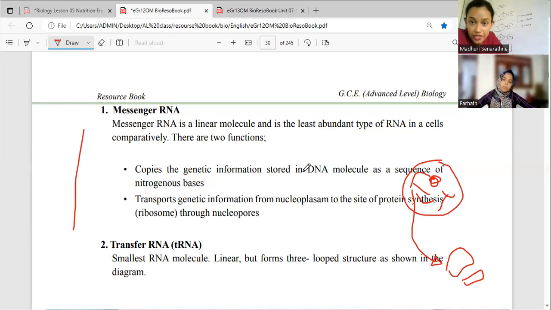Copies the genetic information stored in the DNA molecule as a sequence of nitrogenous bases. Second one, transports genetic information from the nucleoplasm, meaning the matrix within the nucleus. This matrix we call nucleoplasm, like cytoplasm in the cell. It goes to the site of protein synthesis through nucleopores. Nucleopores means this membrane is porous; there are some openings for the mRNA to go through.